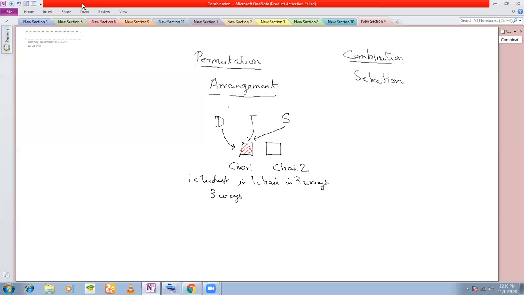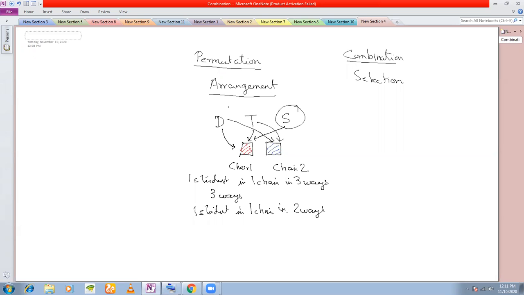Next, consider the next chair, chair number 2. This chair. Right? Now, once I have made one student sit here, any one of you, suppose Sumit sits here. So one chair is empty. How many students are left? Only D and T are left. Two. Right? So now D and T can sit in the other chair in how many ways? Either Tanisha can sit or Devanjan can sit. So in how many ways can you sit? Yes, two ways. So one student in one chair in two ways.